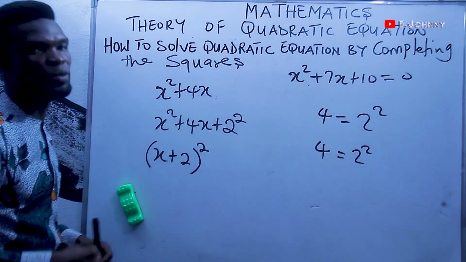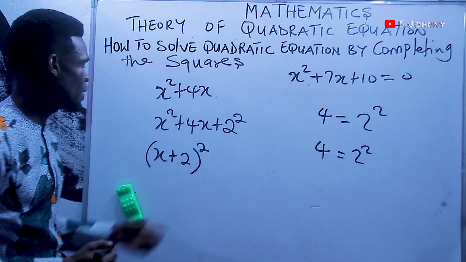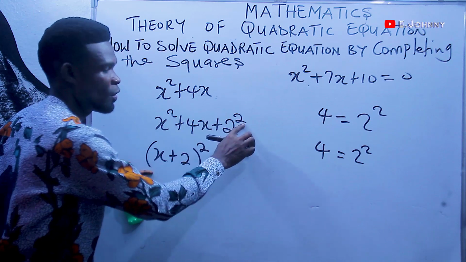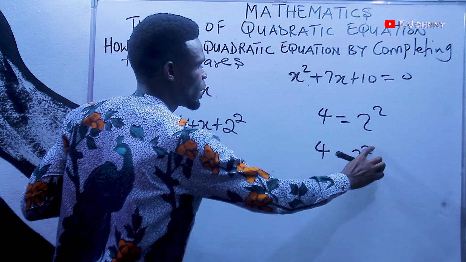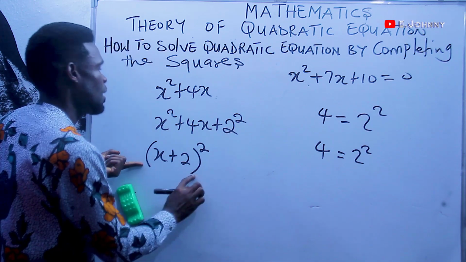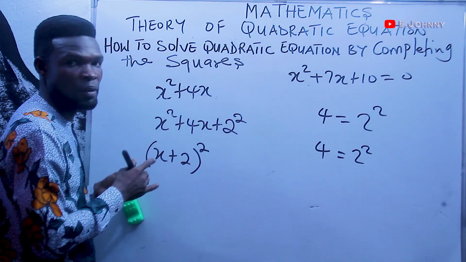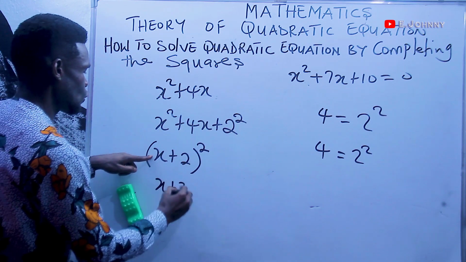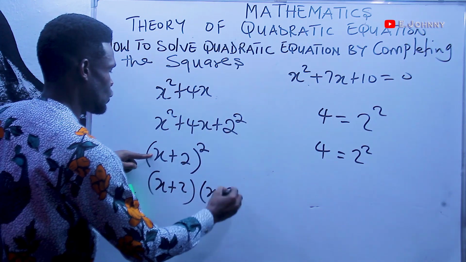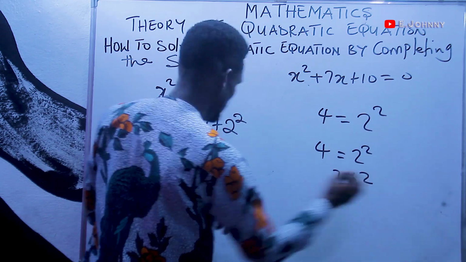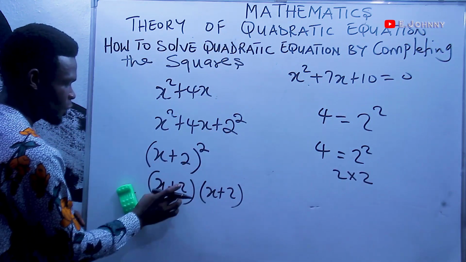If that is true, it therefore means that if I expand these brackets, I must get everything here, just like I expanded 2 raised to the power 2 to get back 4. So if I expand the whole of this, I should get back everything here. So let's go there. This is x plus 2 times x plus 2, just like we have 2 times 2. So into 2 places, x plus 2, x plus 2.